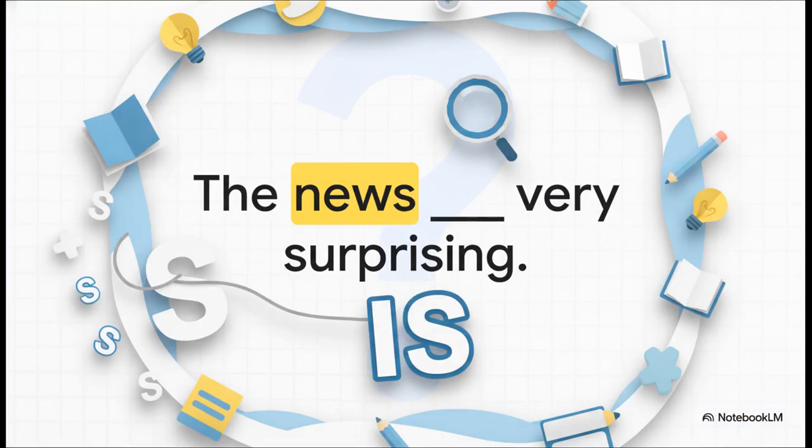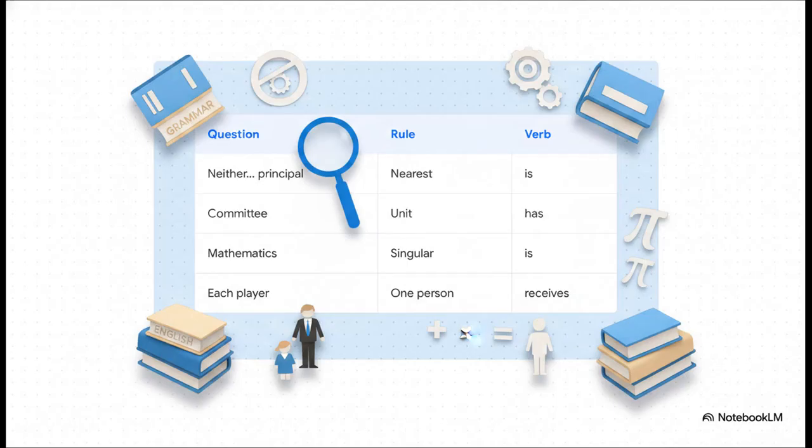Let's try throwing a classic illusion of plurality trap at you. The news, blank, very surprising. Okay, don't let that S at the end of news fool you. You know way better now, right? News is always singular in meaning, so the correct answer is is. Awesome job. Let's quickly run through the rest of this answer key.